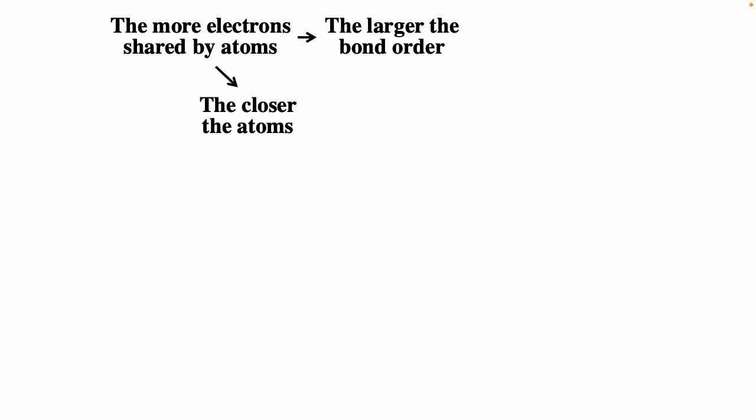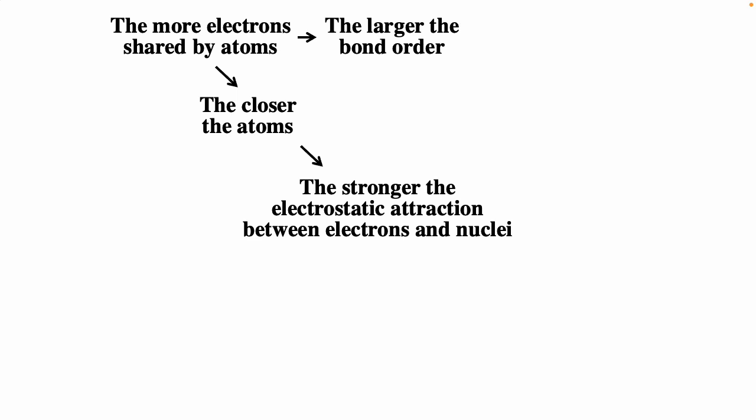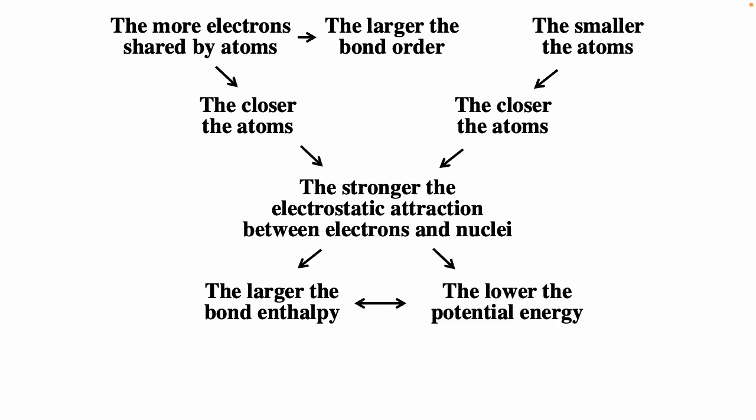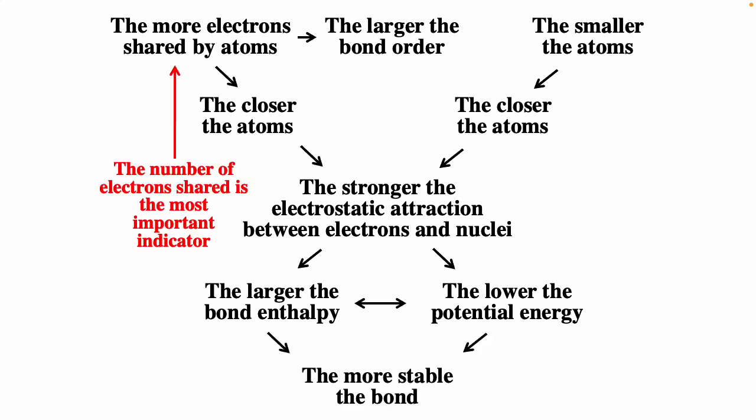In terms of bond strength, more electrons being shared means larger bond order. Remember, bond order is just the number of pairs of electrons being shared. The more electrons being shared, the closer the atoms, the stronger the electrostatic attraction between electrons and nucleus. The smaller the atoms, the closer the atoms, the stronger the electrostatic attraction. The stronger the attraction, the larger the bond enthalpy, the larger the bond energy, the lower the potential energy, the more stable. And again, the most important consideration is the number of electrons being shared.